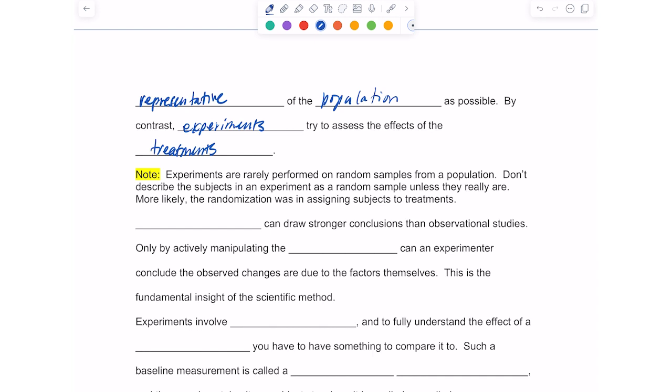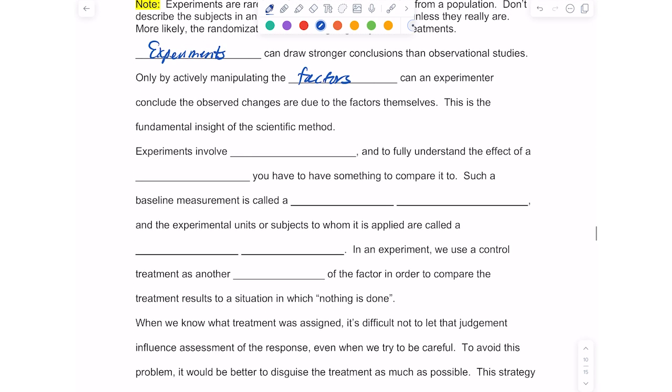Please note that experiments are rarely performed on random samples from a population. So please don't describe the subjects in an experiment as a random sample unless they really are. More likely, the randomization was in assigning the subjects to the treatments. Experiments can draw stronger conclusions than observational studies. Only by actively manipulating the factors can an experimenter conclude the observed changes are due to the factors themselves. This is the fundamental insight of the scientific method.